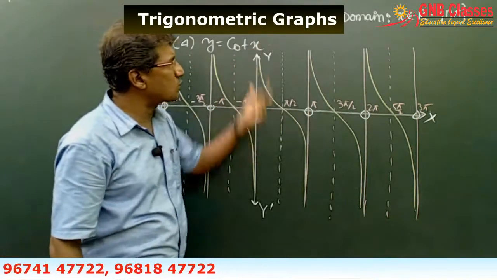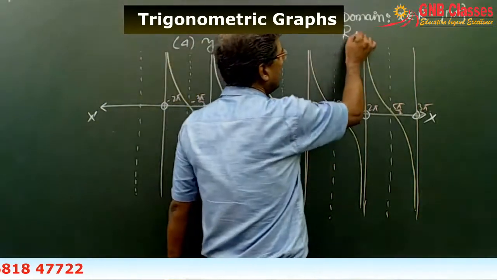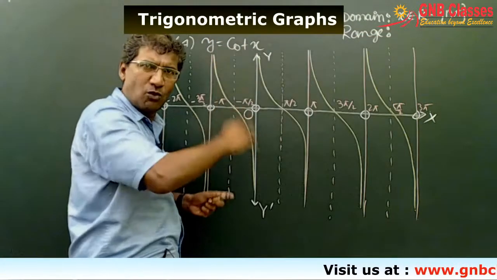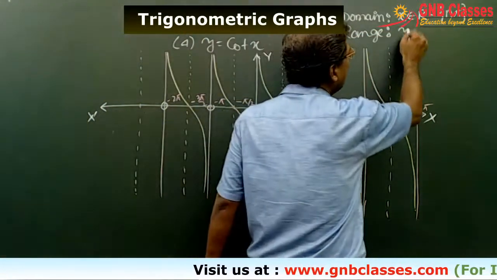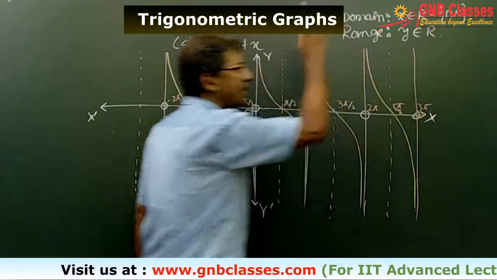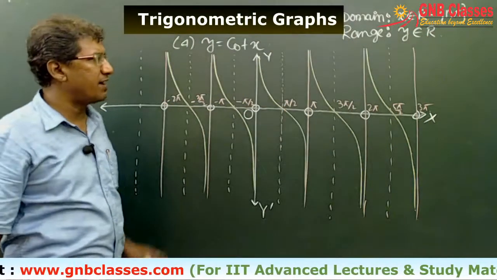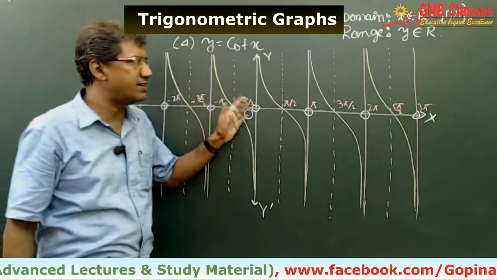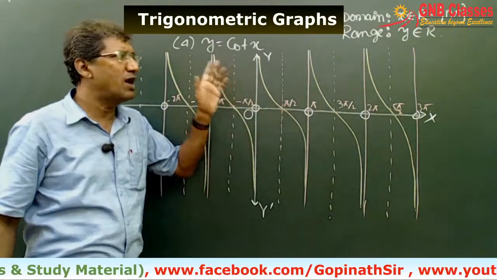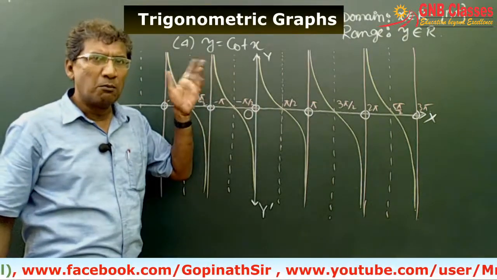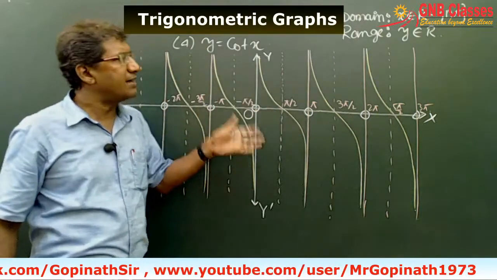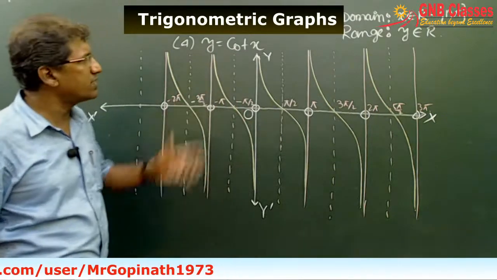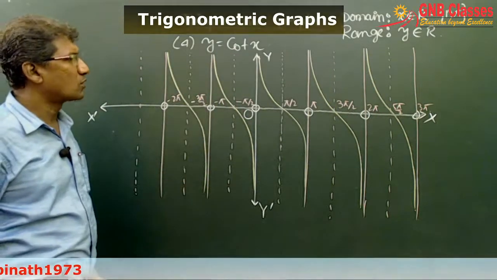Now, again my question comes, what is the range? What are the maximum and minimum values of y that you will get here? Your y belongs to any real value from minus infinity to plus infinity. Have you understood this? Therefore, the domain of y equals cot x is x belongs to any real value except the multiples of pi, and your range will be any real value. Is it clear? So this is the graph of y equals cot x.